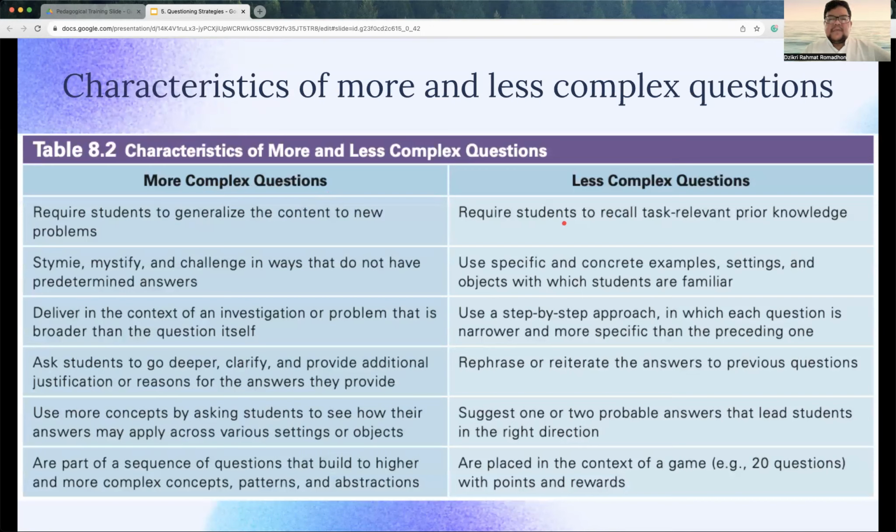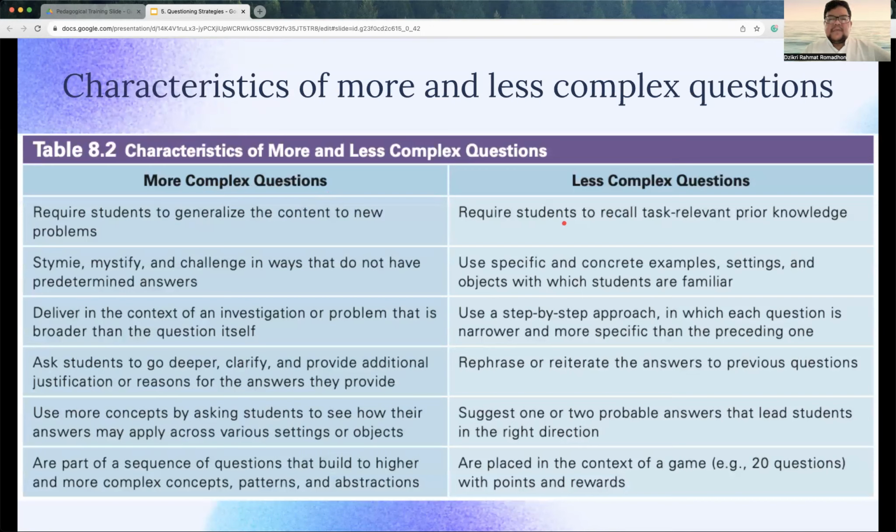Next, for more complex questions, use more concepts by asking students to see how their answer may apply across various settings and objects. You add more concepts, and then can they apply this? Can their answer also be correct in a different situation? Next, for the less complex questions, suggest one or two probable answers that lead students in the right direction. So in this case, the teacher gives some hints to the student about the answer.